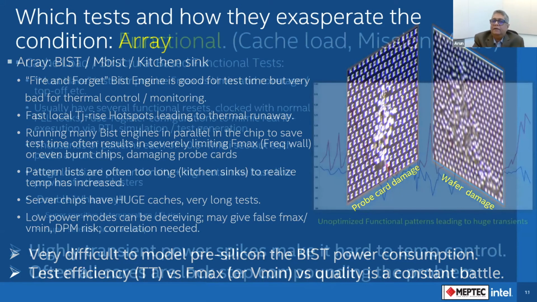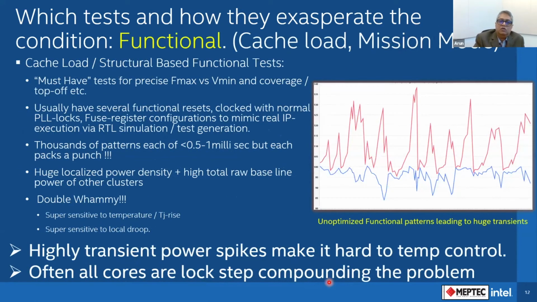Finally comes the functional pattern. This is the cache load pattern or structural-based functional pattern or mission mode. These are must-have patterns because these finally determine the bin or the Fmax of the part or Vmin of the part. Usually there are several thousands of functional resets clustered back to back. We run them in bursts. They are very small patterns, something like 0.5 milliseconds, half a millisecond, but they really pack a punch. Each one of them is a peak localized power density. These, as I told, are the real important ones.